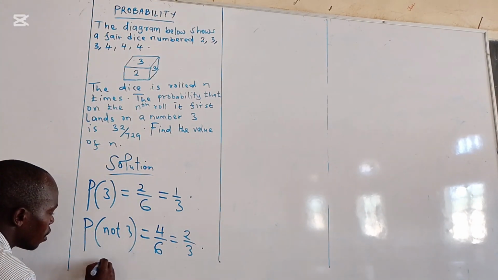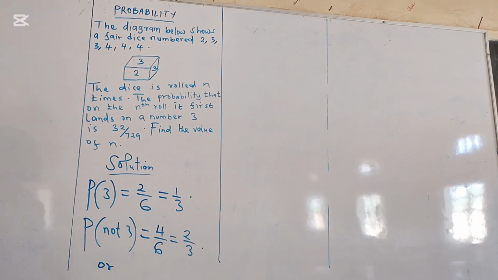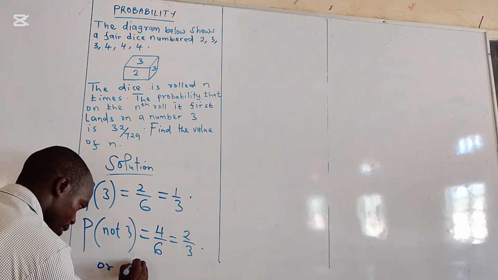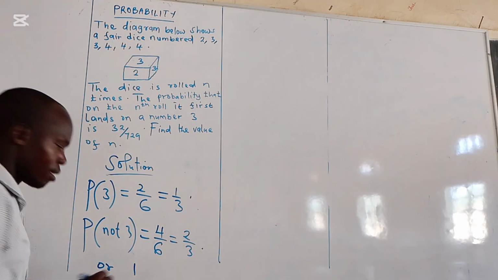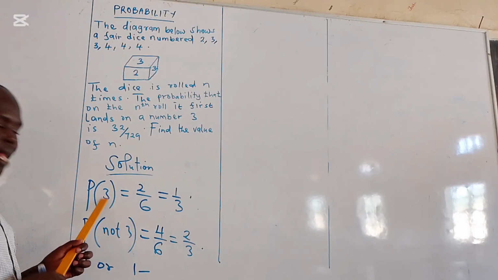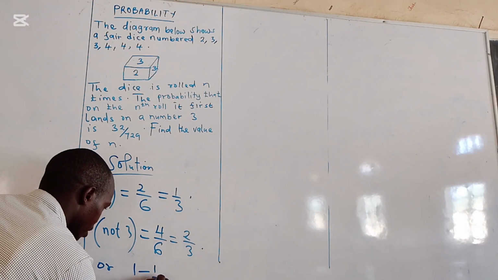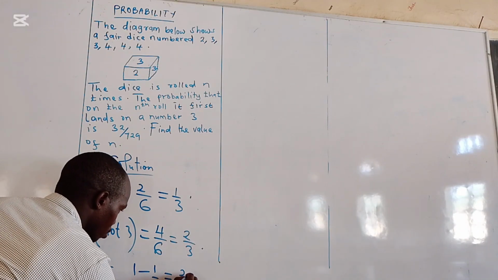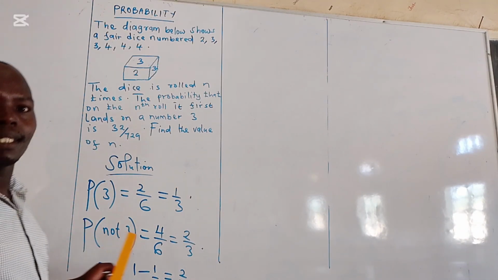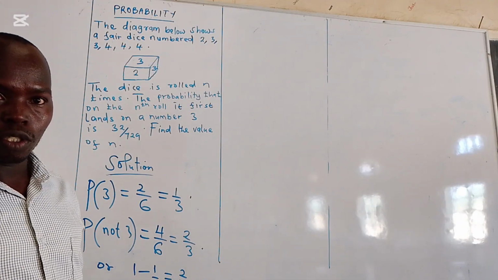Or this one can also be determined by taking the total probability 1, subtract the probability that a 3 lands, which is a third, to give us 2/3. Either way, you get the probability that a 3 does not land.